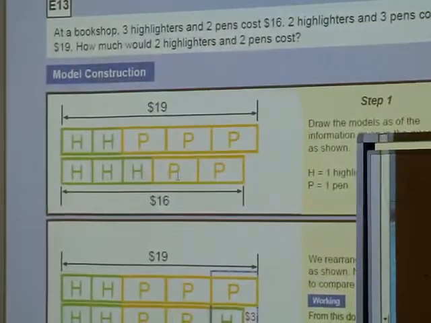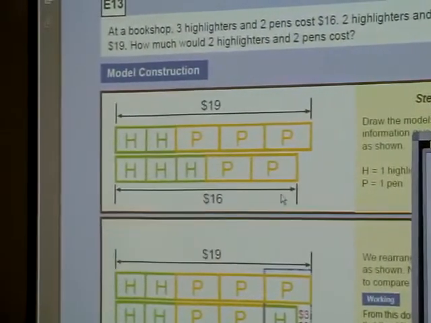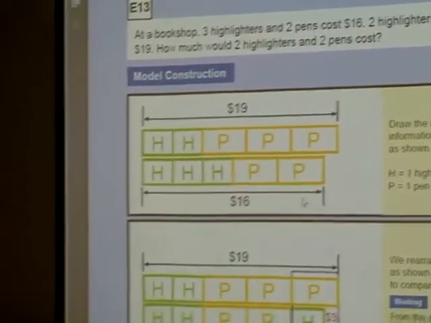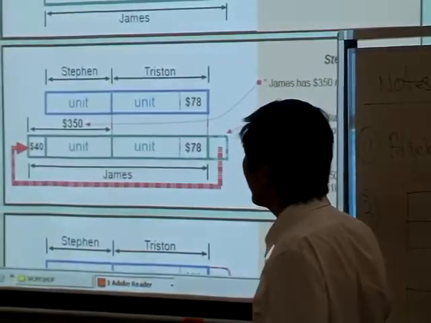Three highlighters plus 2 pens equals $16, equation number 1. Agree? All right. Now, this question is basically simultaneous equations, okay? Now, how Wonderful Models works is this. Minimum working, maximum answer. We assign Stephen to be one unit, right?